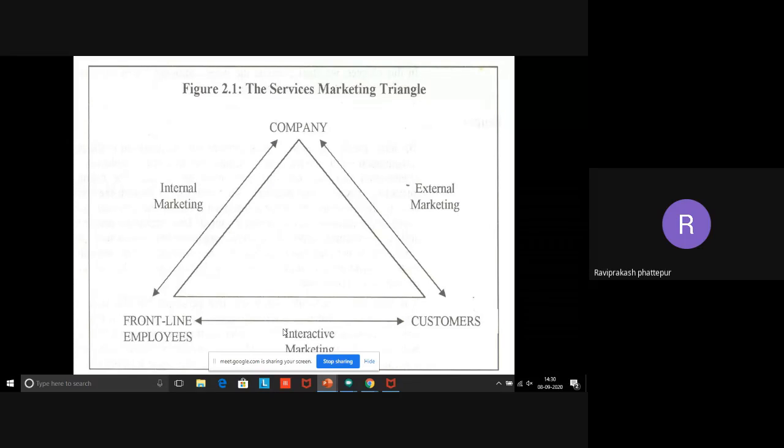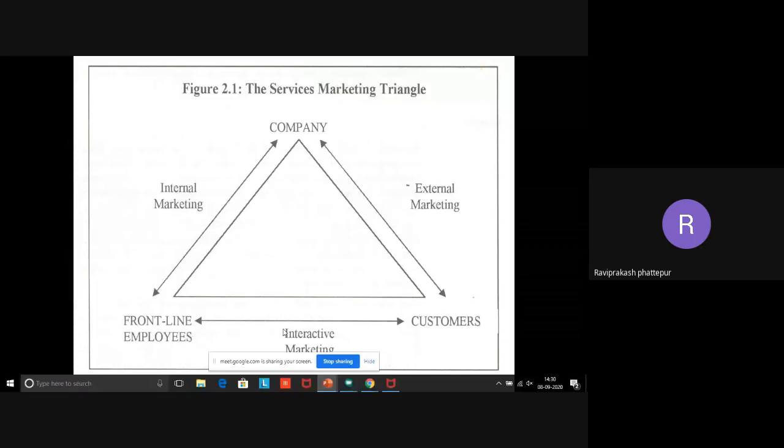So the internal marketing is between the company and the frontline employees. External marketing is between the company and the customers, and the interactive marketing is between the employees and the customers. Okay, first we'll see internal marketing. So as you already know, it is between the company and the frontline employees.